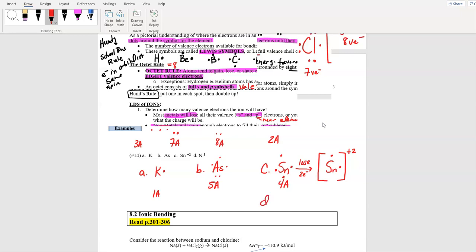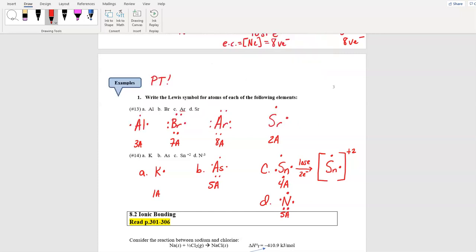And if you gain, last one, Mr. Nitrogen. Nitrogen's in group 5A. 4, 5. And now, if he gains 3-, means he gains 3 electrons. Well, I'm just going to complete his octet. So 1, 2, 3, 4, 5, and then now 6, 7, 8. Because he gained, I have to show that he gained 3 electrons.